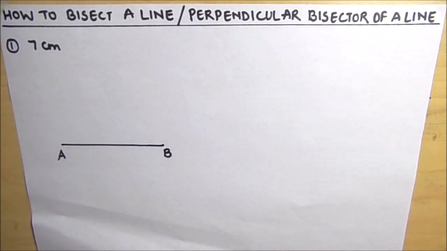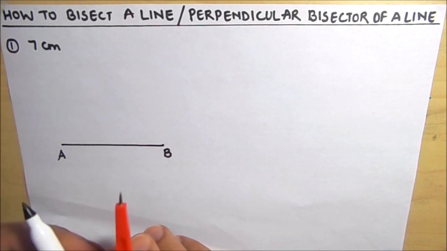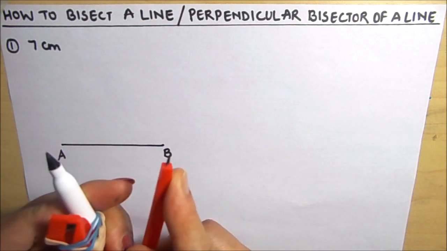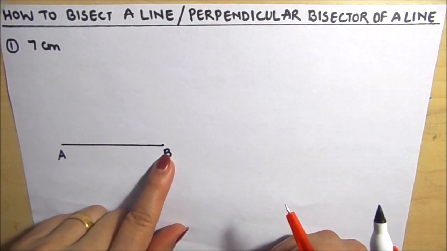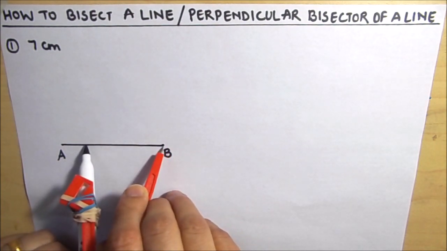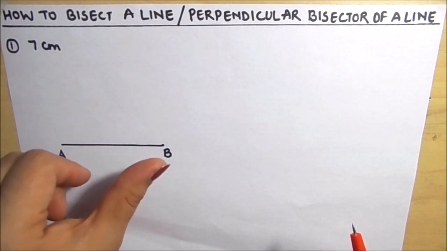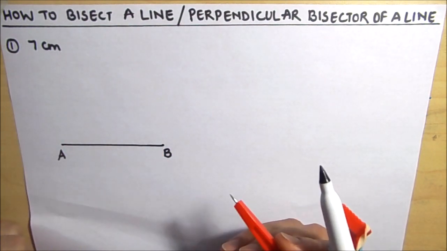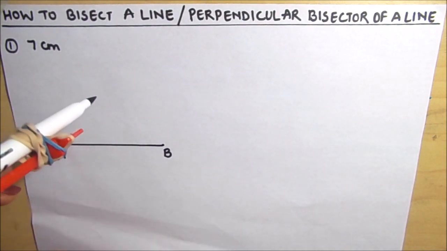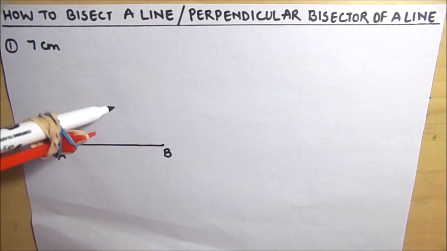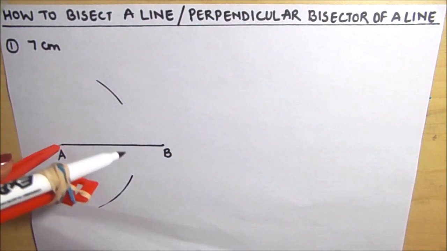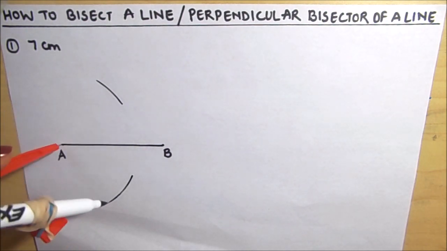The second step is with the help of a compass. The radius of the compass is the opening of the compass. So the radius should be more than half the length of the line. Here we can just see approximately that it is more than half of the line. So with A as center and radius more than half the length of the line, draw an arc on both sides of the line, on top and bottom of the line.